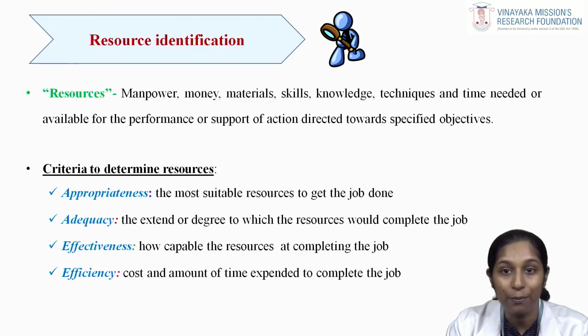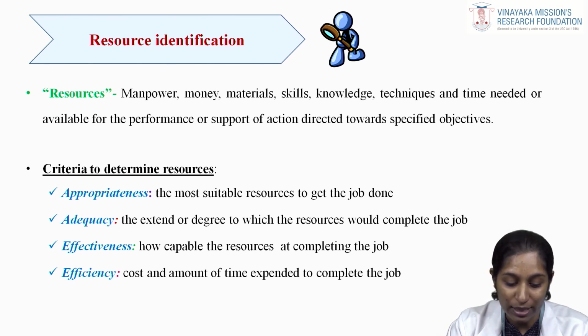Identification of resources implies the selection of resources needed for the activities, like personnel, equipment, money, and skills required for implementation of the program. There should be a balance between what is required and what is available. Certain criteria are commonly used to determine the resources. They are appropriateness, adequacy, effectiveness and efficiency.